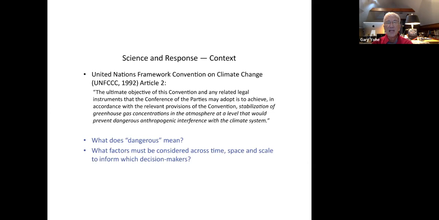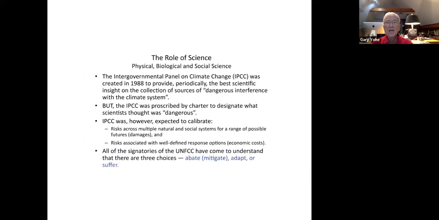So the context: the United Nations Framework Convention on Climate Change, among other things, said that it's the responsibility of the countries of the world to stabilize greenhouse gas concentrations at atmospheric levels that will prevent dangerous anthropogenic interference with the climate system. That happened in 1992. I'm not sure how much progress we've made, but part of the problem was, what does dangerous mean? Steve Schneider knew, but most of us didn't, and we had to work through that, but we came quickly to understand the factors of time, space, scale, and who the decision makers are in this century and in this decade. It's the opinion makers. Who are they and how do we communicate with them? The role of science.